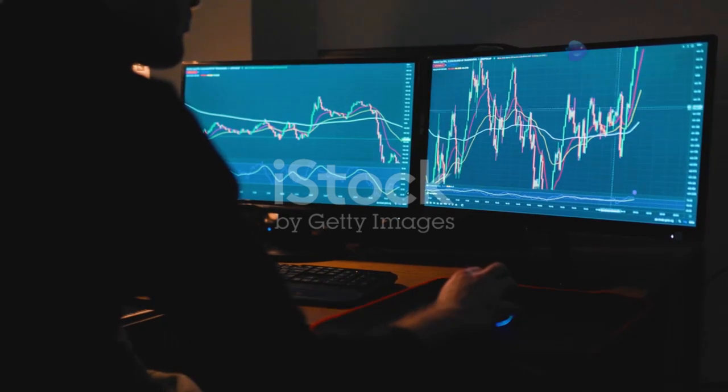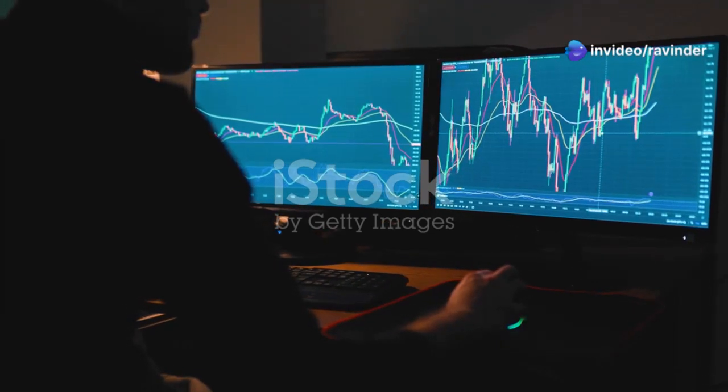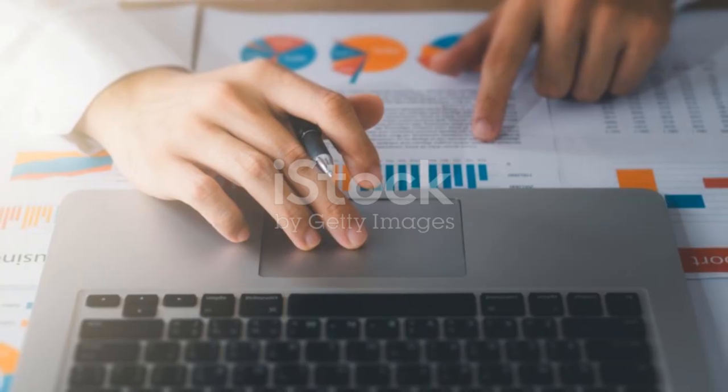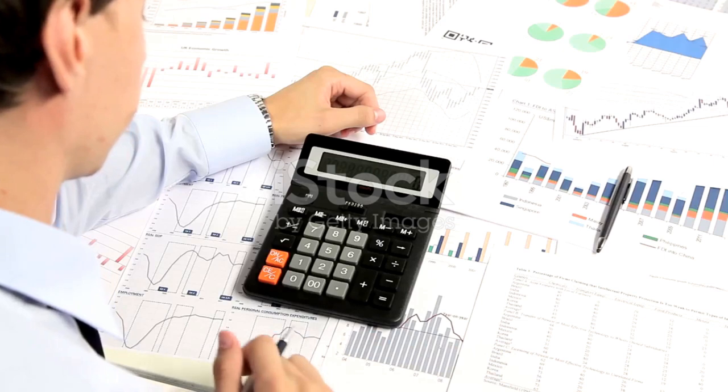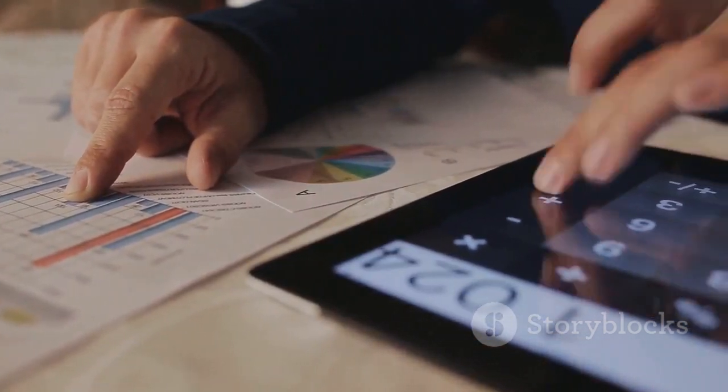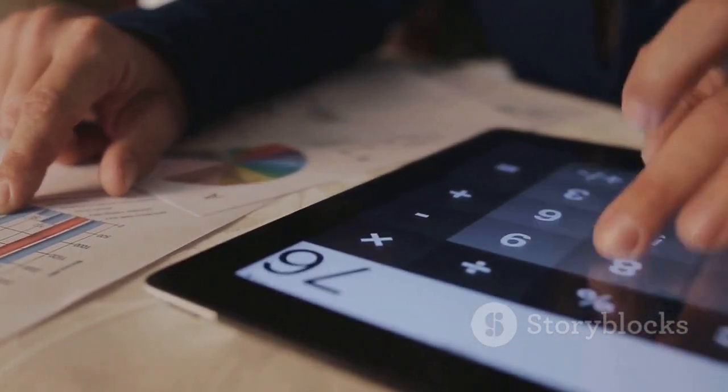Alright, let's kick things off by tackling two fundamental approaches to analyzing the stock market: fundamental analysis and technical analysis. Fundamental analysis is all about understanding the intrinsic value of a company. You're examining a company's financial statements, their revenue, earnings, debt, management team, basically, everything that contributes to their overall financial health. The goal here is to determine if a company's stock is overvalued or undervalued by the market.